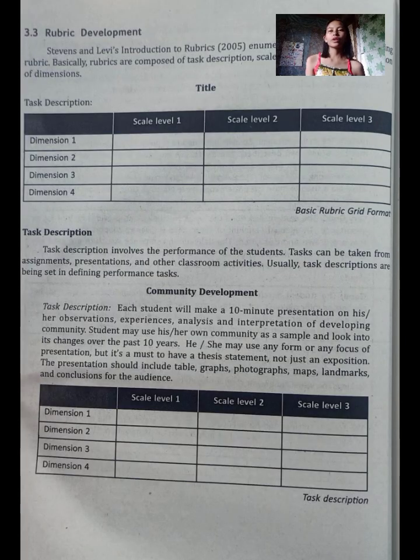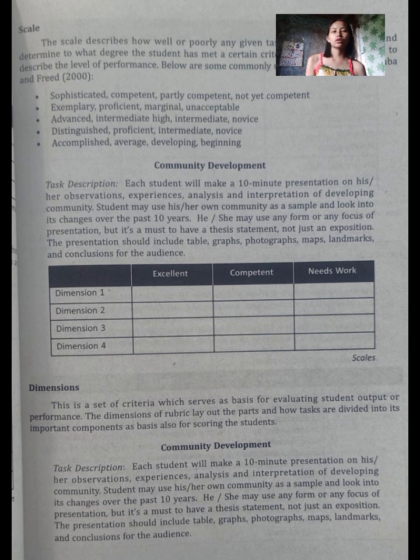Next, we have 3.3, rubric development. Stevens and Levi's Introduction to Rubrics in 2005 enumerated the steps in developing a rubric. Basically, rubrics are composed of task descriptions, scales, dimensions, and descriptions of dimensions. Task description involves the performance of the students. Scale is another component of a rubric. Scale describes how well or poorly any given task has been performed and determines to what degree the student has met a criterion. Generally, it is used to describe the level of performance.